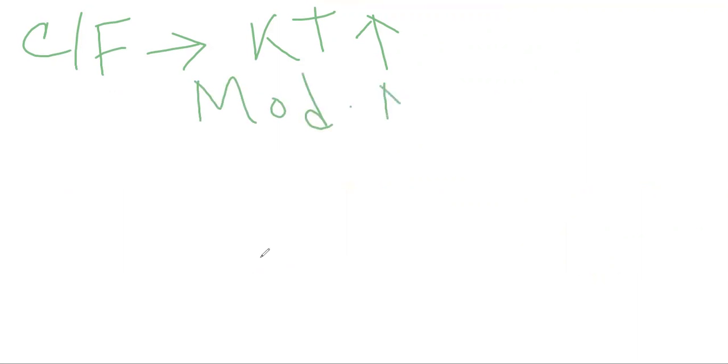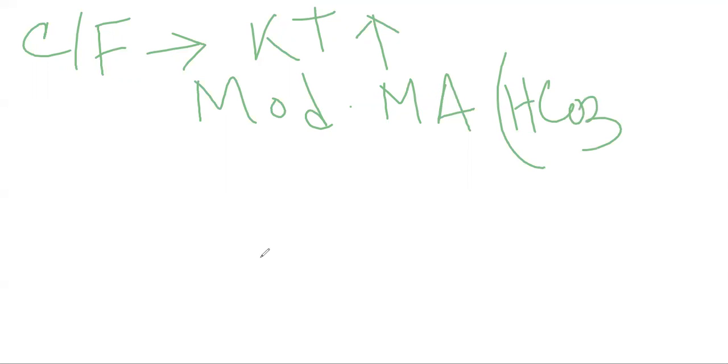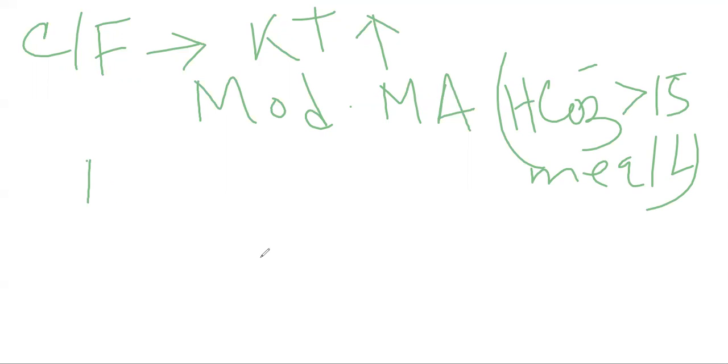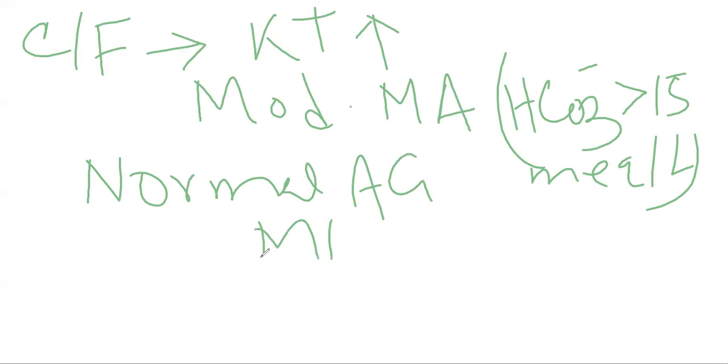Clinical features of type 4 renal tubular acidosis: first is the severe hyperkalemic situation, as there is mutation in the ROMK channel. Second is moderate metabolic acidosis, moderate, not severe. And here the bicarbonate ion concentration will be more than 15 milliequivalent per liter in the extracellular fluid. And this is also an example of normal anion gap metabolic acidosis. So these are all about our clinical features.